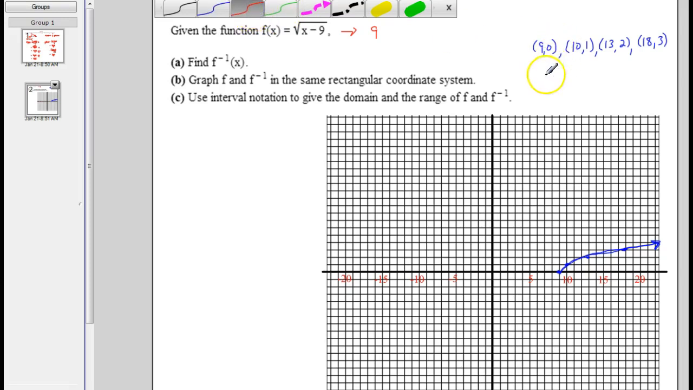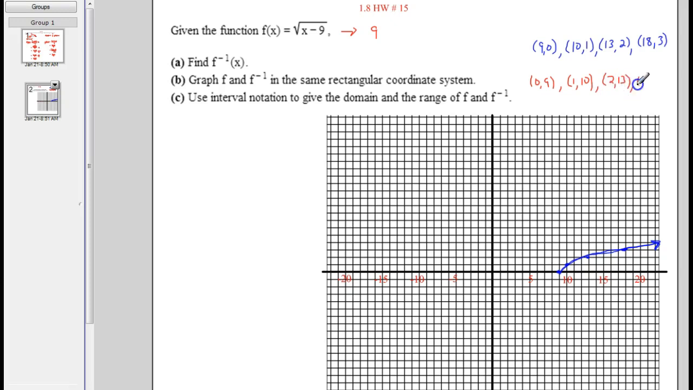But remember, when you do F inverse, those points are going to be reversed. So I'm going to have (0, 9), (1, 10), (2, 13), and (3, 18) plotted on the inverse. So (0, 9) would be right here. Alright, and then (1, 10), I go to the right one and up one more, 10.